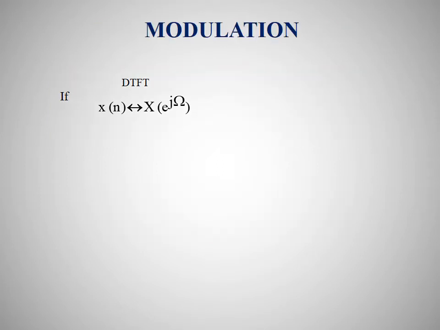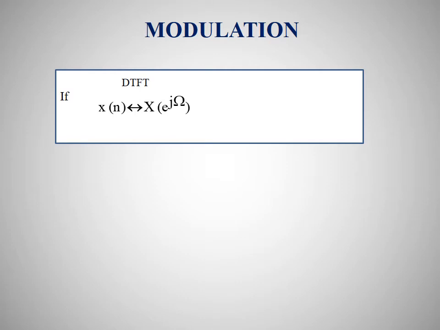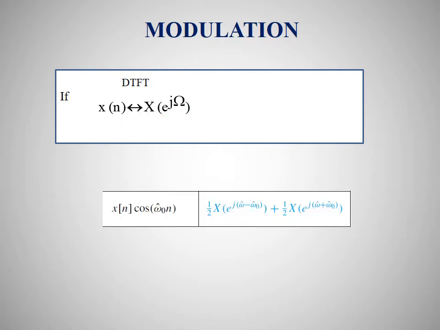The next property is for modulation, which is given by: if x of n and X of e^jΩ exist as a DTFT pair, then x of n cos Ω0 n is going to be equal to half into X of e^j(Ω minus Ω0) plus half into X of e^j(Ω plus Ω0).